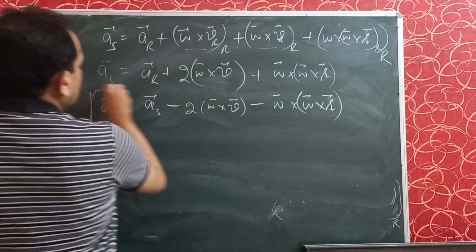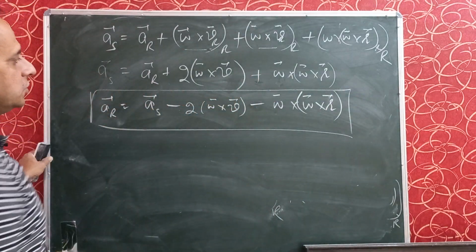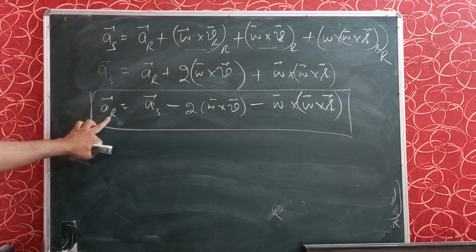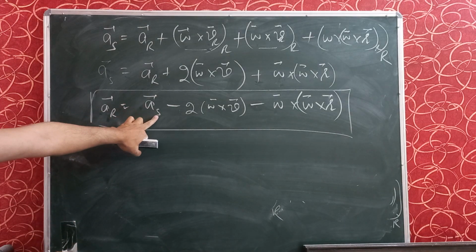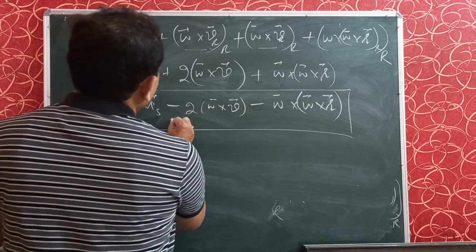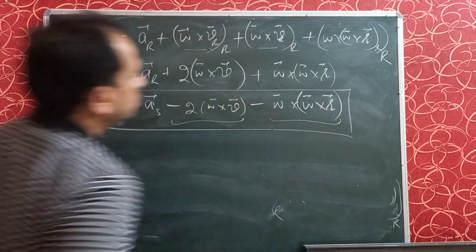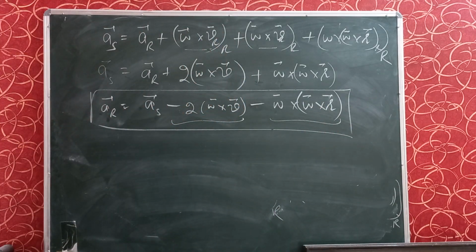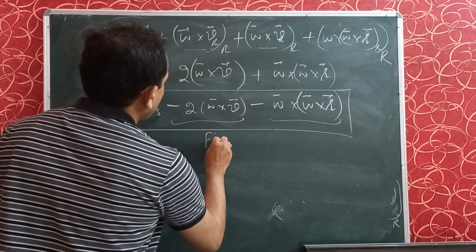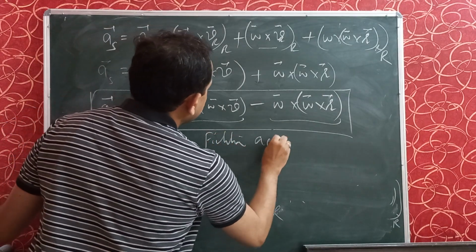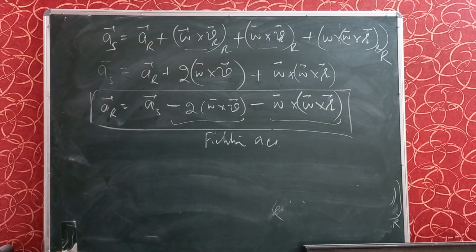So this is the equation for acceleration. It relates the acceleration in the rotating frame, the acceleration in the S frame, and these two terms, which are fictitious accelerations. So this is the equation for acceleration.